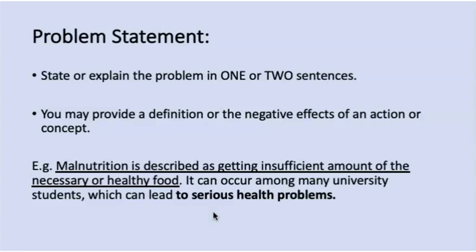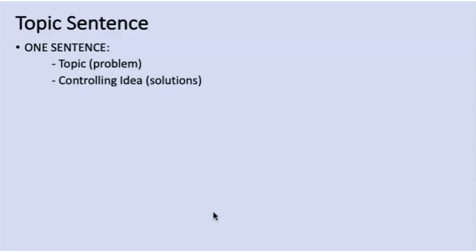And then we write our topic sentence. The topic sentence should be just one sentence, and we should state the topic, which is the problem. We should also have a controlling idea, solutions, and we can say the problem can be solved in two ways, by applying two solutions, by implementing two solutions. So we can say two or three.